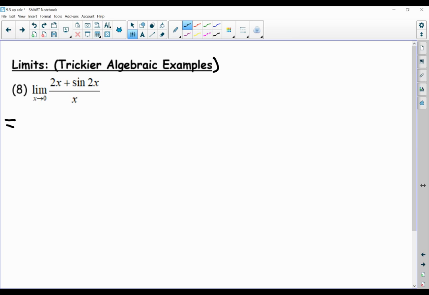So now with a question like this, if I plug in 0, I end up with 0 plus 0 over 0. That's an indeterminate. Now, the only things that we've done so far are factoring and simplifying complex fractions. We haven't done any other strategies, and this problem is going to take some other strategies and use some of the properties that we talked about to find this limit.